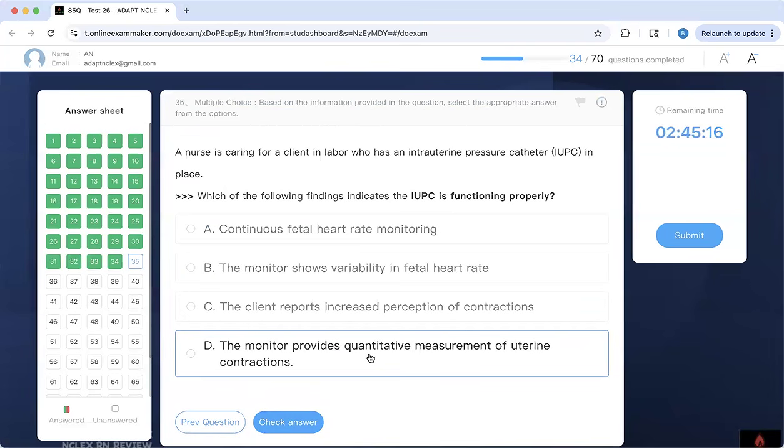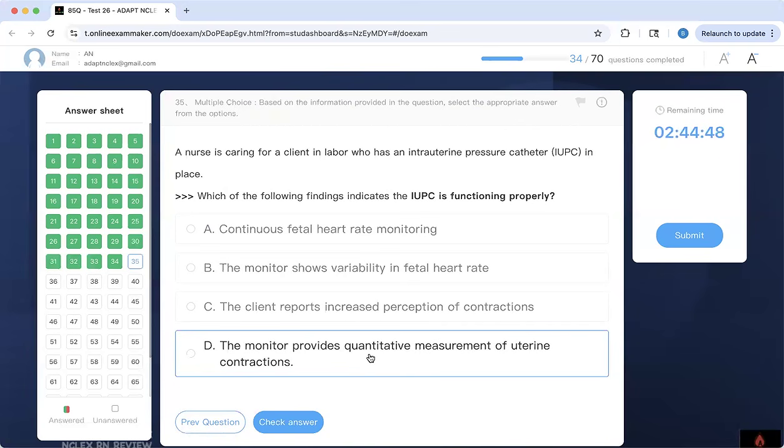A nurse is caring for a client in labor who has an intrauterine pressure catheter. Another question. Like I said, I'm trying to help you pass the NCLEX when it comes to this new generation, the new changes they put in there. And I'm giving you questions that you should know. With an intrauterine pressure catheter, which of the following findings indicates it is properly functioning? This question is not hard. I will show you. If you get the right answer, that means you have mastered the NCLEX strategy. If not, there's a way I will show you.